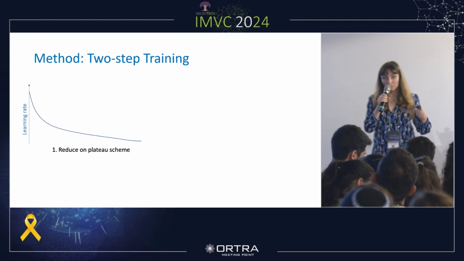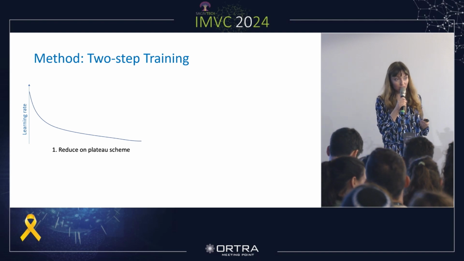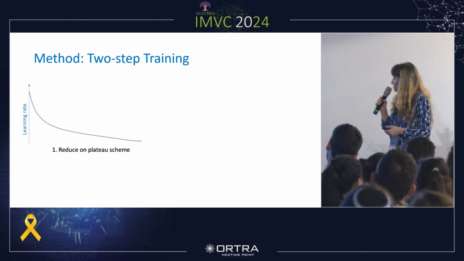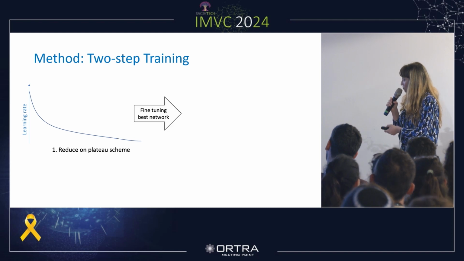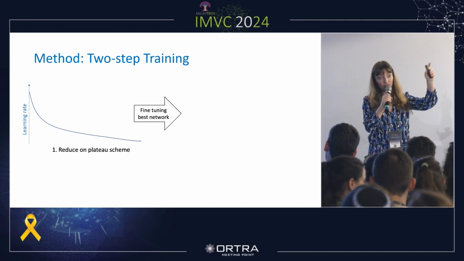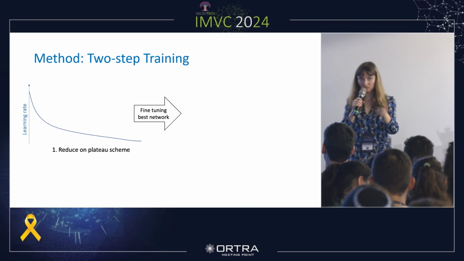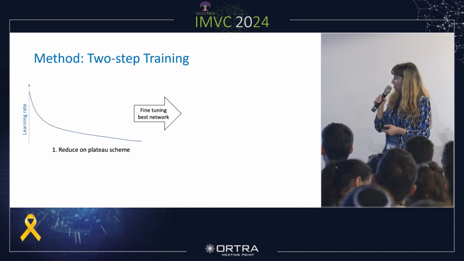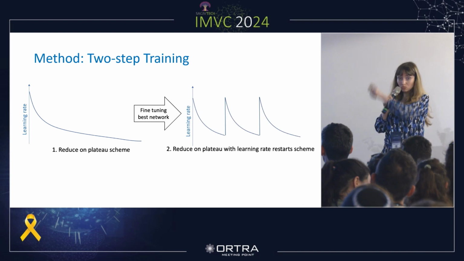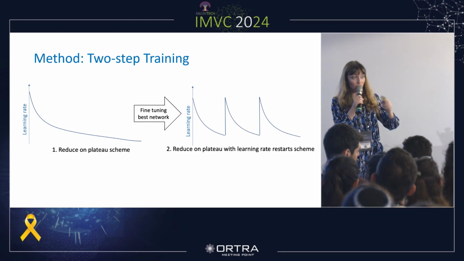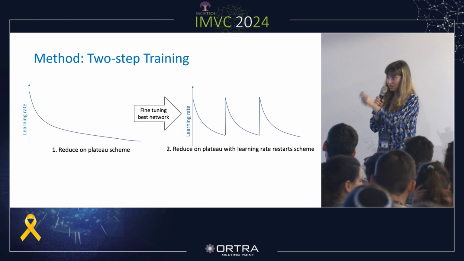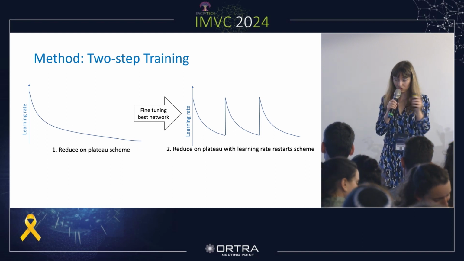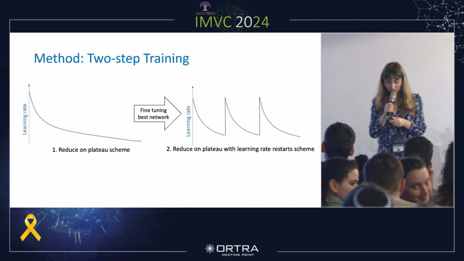Okay, because we have very few annotated data sets, we use a two-step optimization process. First, we take our learning rate and just reduce it on plateau, which is a regular procedure. Then we take the best network and we perform fine-tuning with learning rate restarts. And you will soon see why it can be interesting and how it differentiates the partial annotations and the full annotations.